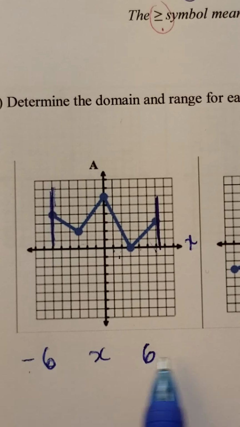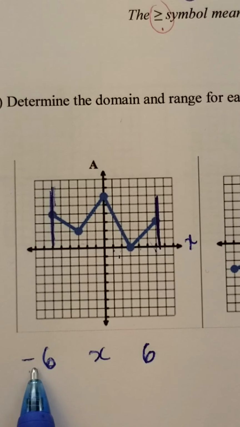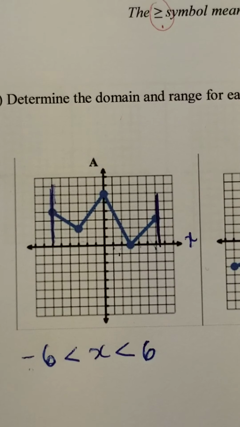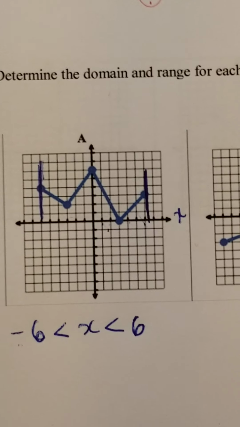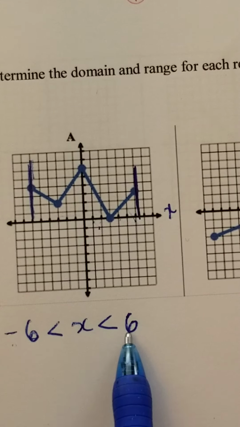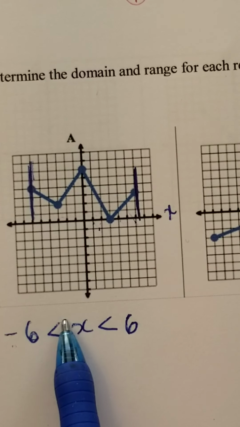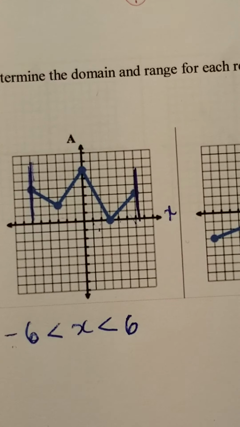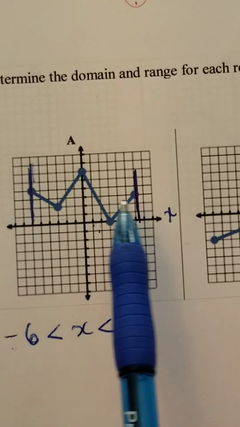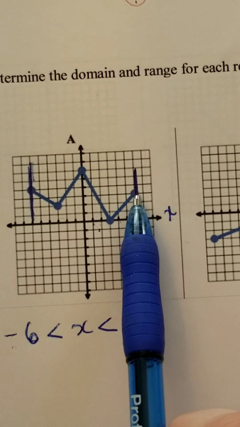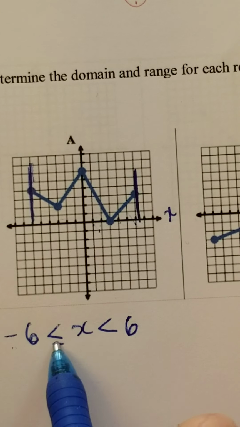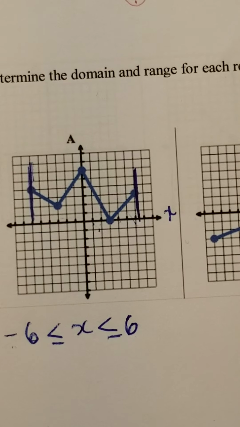Okay, and when you write the numbers in this order, when you put the smaller number on the left and the larger number on the right, your symbols will always, always, always go in that direction. They're always going to eat towards the bigger number. They're going to eat towards the 6. Just imagine these are mouths chomping down. They're going to always chomp towards the bigger number. But we have to be careful here because this is a closed circle at -6, and this is also a closed circle at +6. And I said that closed circles always have the line underneath. So we have to write the line underneath.